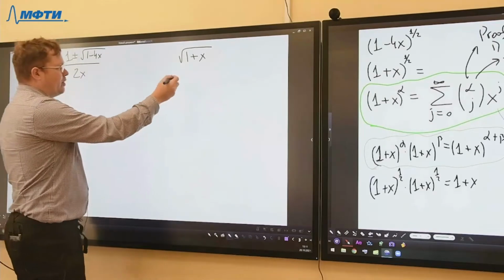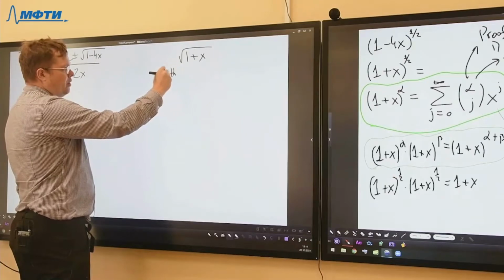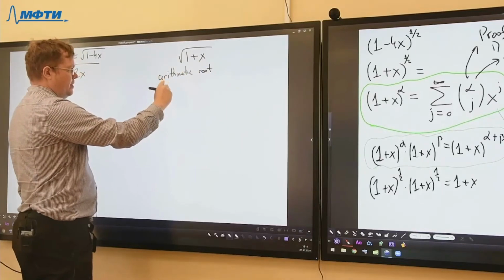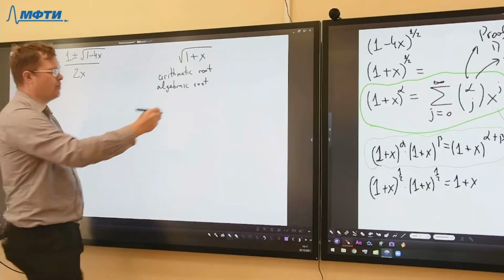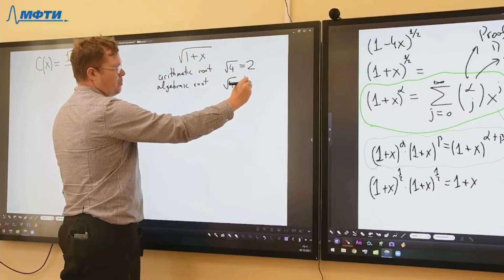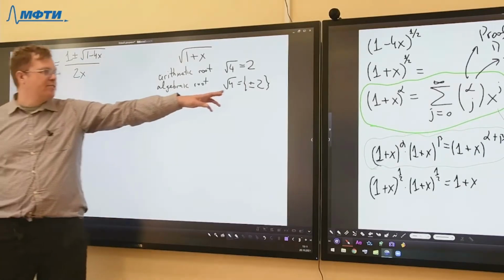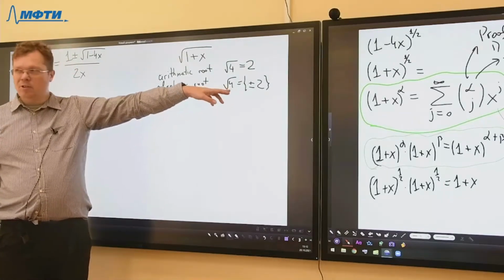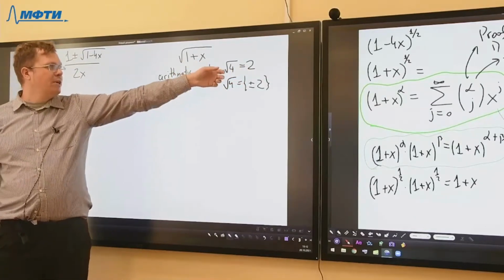So if you have a real number, there is a little difference between arithmetic root and algebraic root. For example, the square root of 4: the arithmetic root is 2, and the algebraic root is a set of two numbers, plus or minus 2. This is correct because you write all the roots of power 2 from 4.